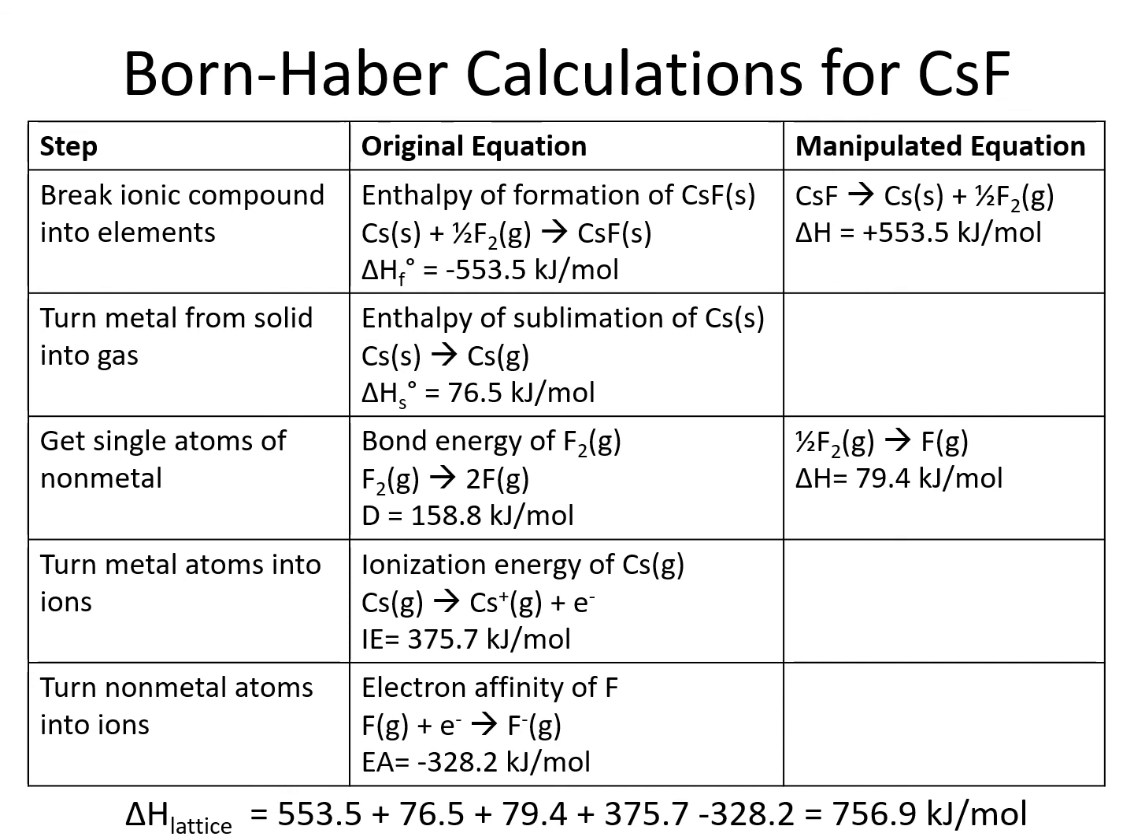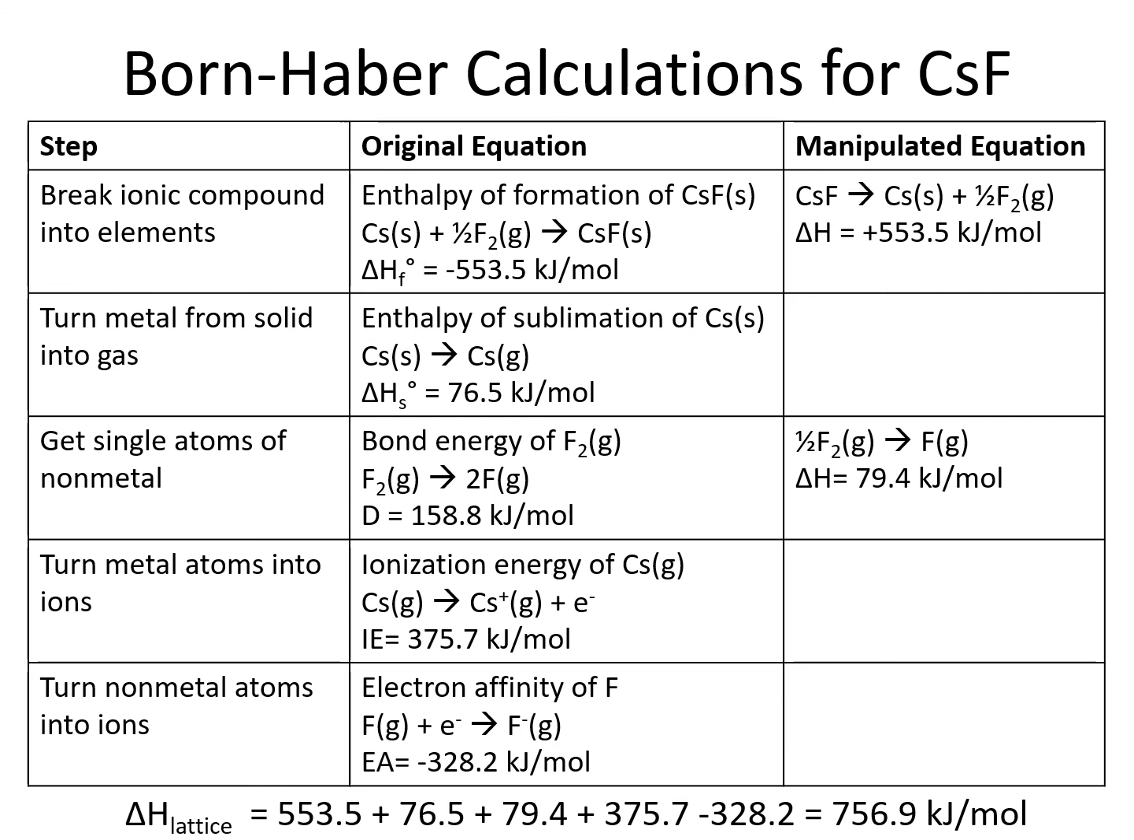Then we have the step where we turn the metal atoms into ions. So we take our cesium gas and turn it into cesium ions in the gas phase by removing an electron. And that step is using the ionization energy. And then we can turn the nonmetal atoms into ions using the electron affinity. So the fluorine is going to gain an electron, and the electron affinity applies because it's in the gas phase. So we would add up the delta H's from the manipulated equation if we needed to manipulate it, or just the original equation if we did not need to manipulate that particular step. And we end up with our 756.9 kilojoules per mole.